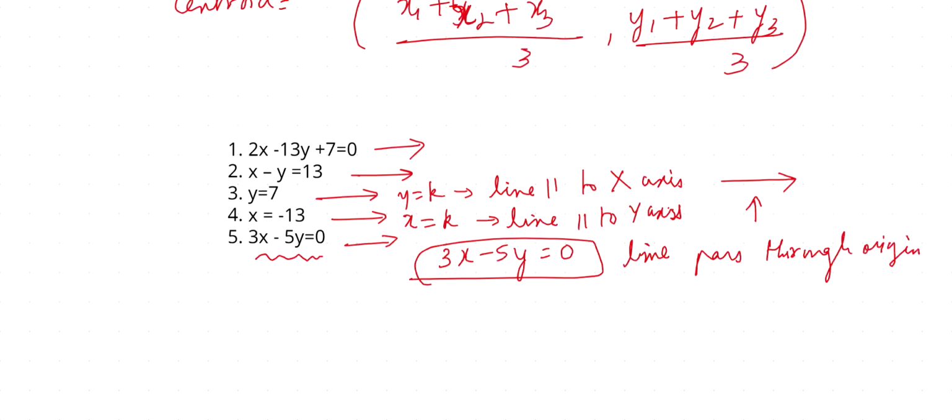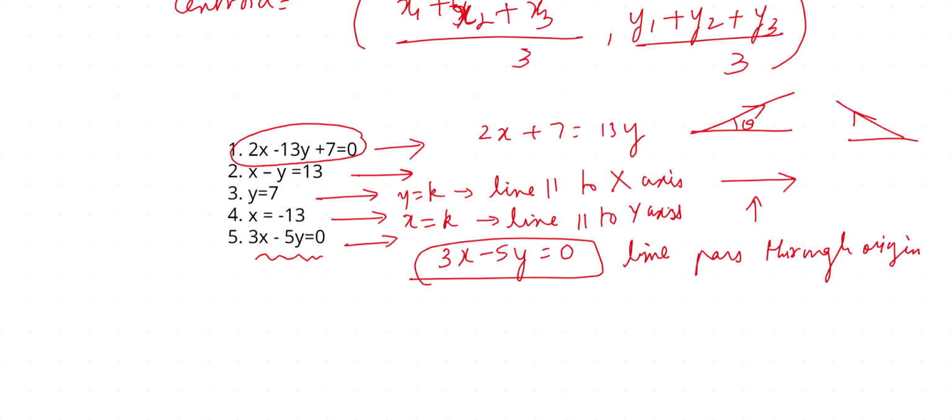Now look at the first equation. It's a general line. If you want to find the slope, you will take 2x plus 7 is 13y, and you can bring 13 down. It's going to be a positive slope. If the slope is positive, we know the line is going to make an acute angle with the x-axis. If the slope is negative, it's going to make an obtuse angle with the x-axis. The angle theta should be measured in the anti-clockwise direction always, from the x-axis. For positive slope, theta is acute. For negative slope, theta is obtuse.